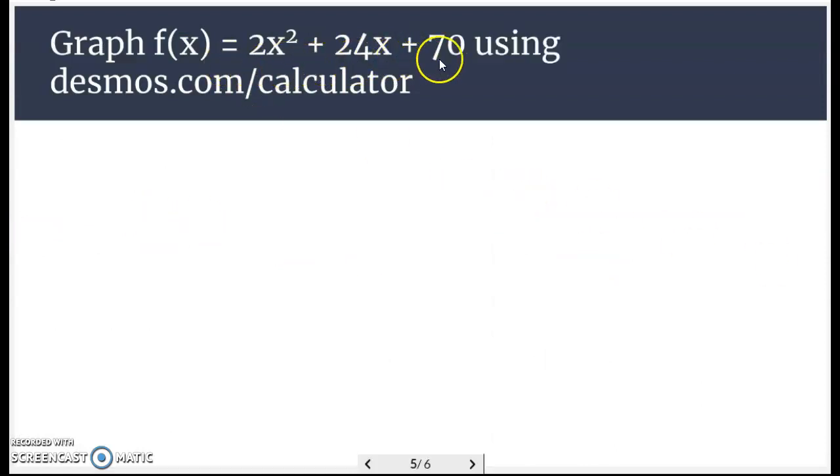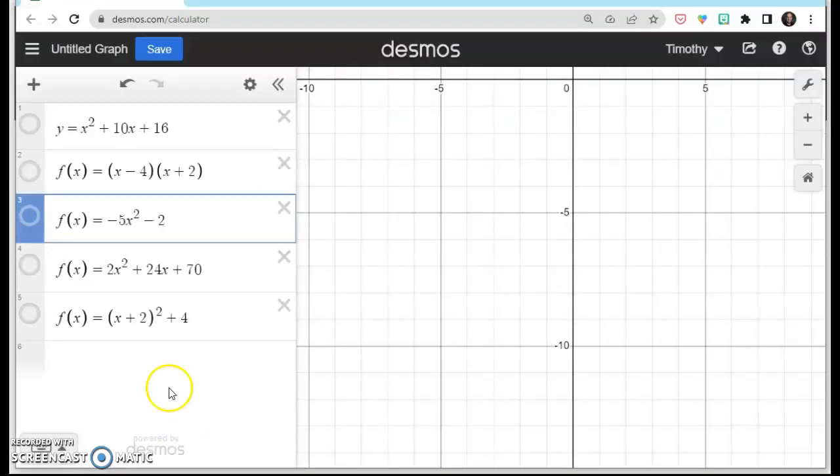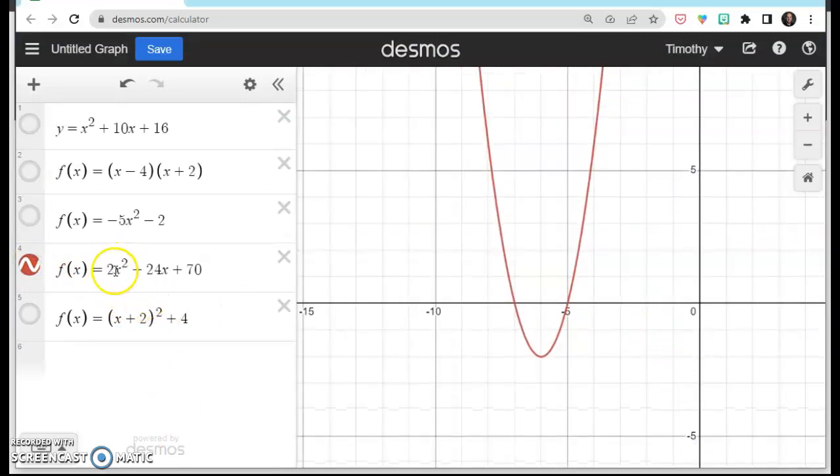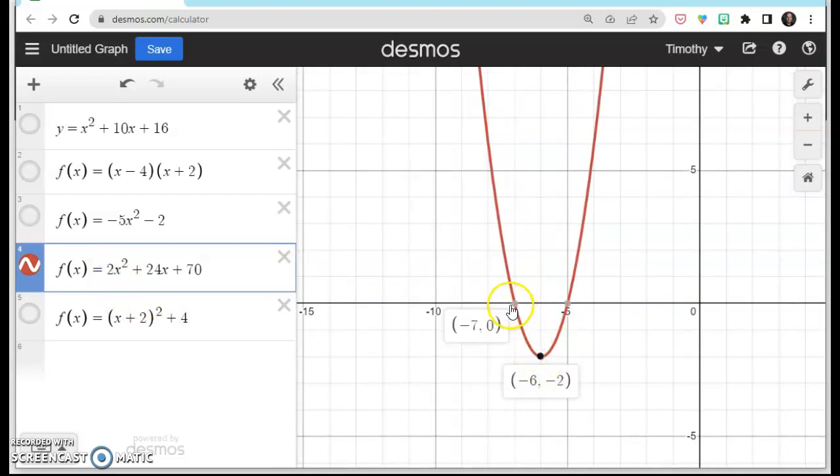2x squared plus 24x plus 70, another quadratic in standard form. Here we are right here, and this opens up, and that is because the term in front of the x squared is a positive term. We have a vertex of -6, -2. X-intercepts at -7 and -5.